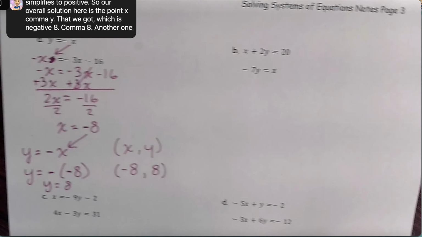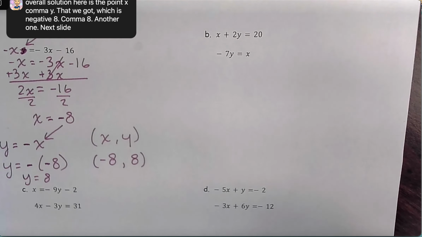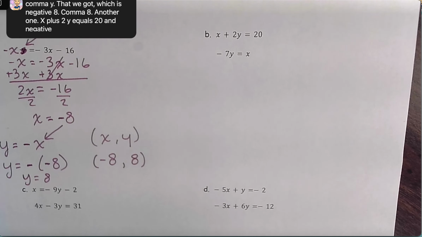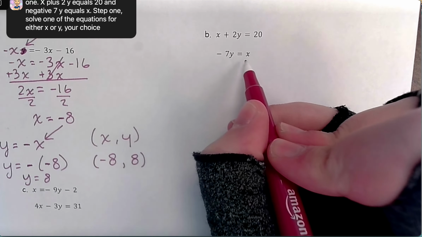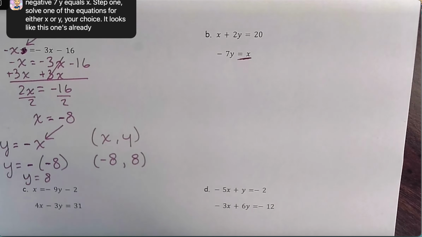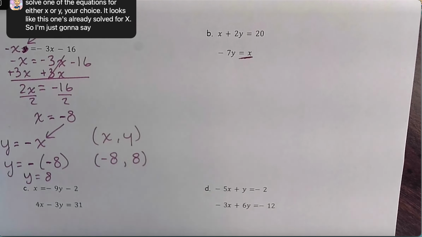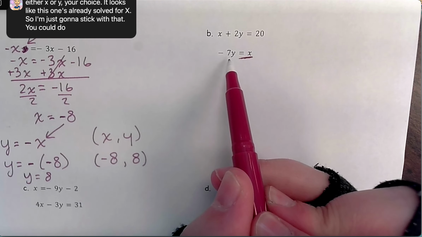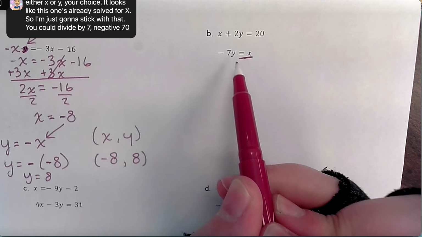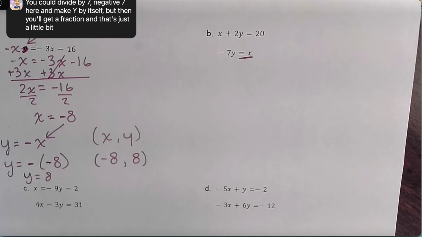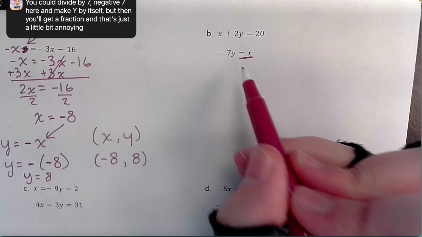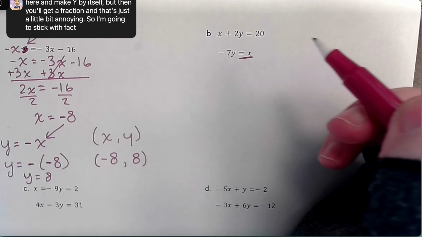Another one. x plus 2y equals 20 and negative 7y equals x. Step 1. Solve one of the equations for either x or y, your choice. It looks like this one's already solved for x, so I'm just going to stick with that. You could divide by negative 7 here and make y by itself, but then you'll get a fraction, and that's just a little bit annoying. So I'm going to stick with the fact that it's x equals here.